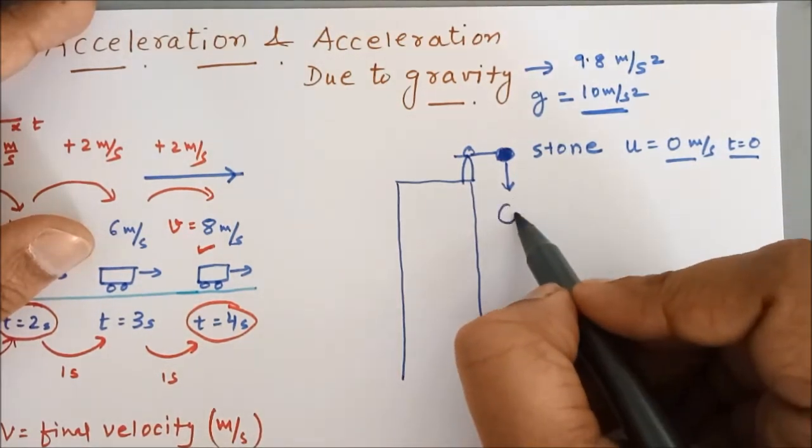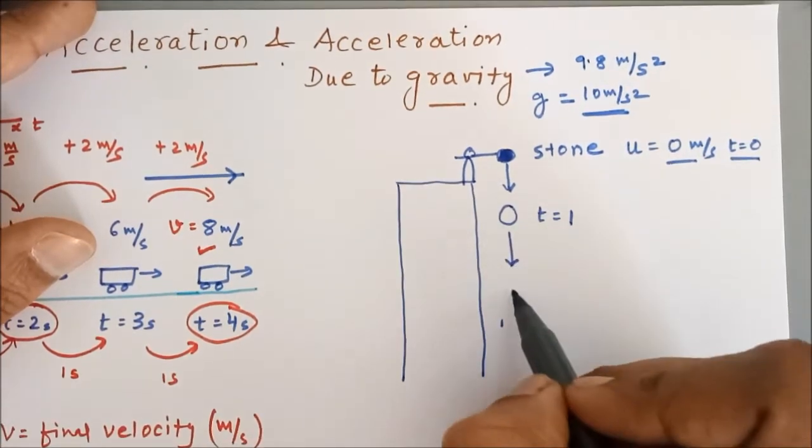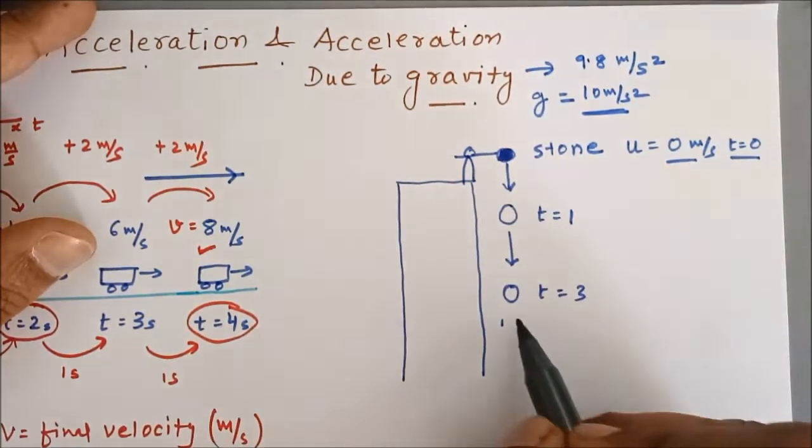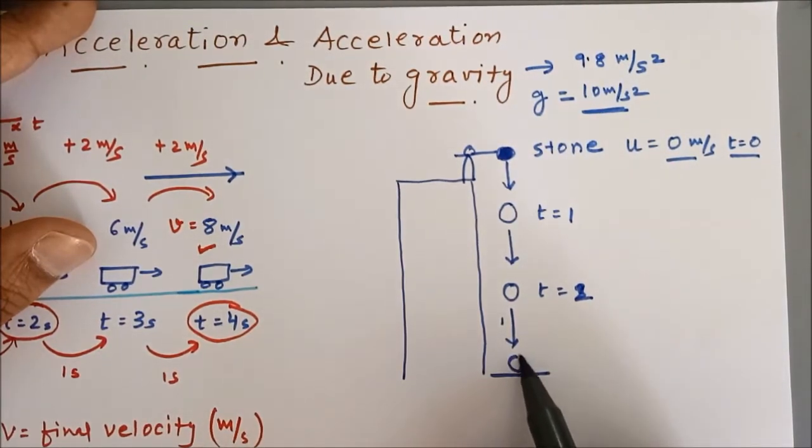So this is the stone after time equal to 1 second. This is the stone at time equal to 2 seconds. And let us assume this is the stone at time equal to 3 seconds, and it touches the ground at the 3rd second.